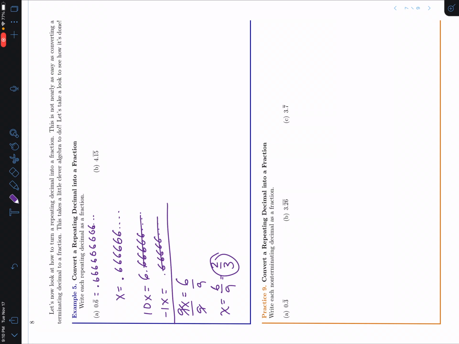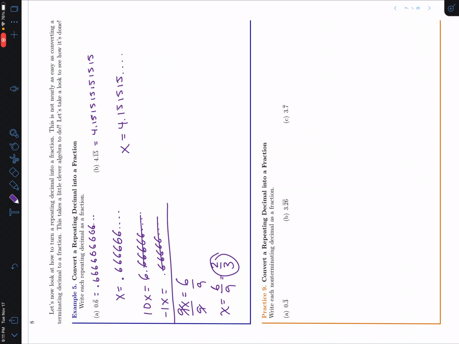In this case, if I write this out, it's going to be 4.15. It's not 0.15. It's 4.151515151515 forever and ever. So again, we start off exactly the same way we did before. Let's let x equal 4.151515, and I'll just stop there.